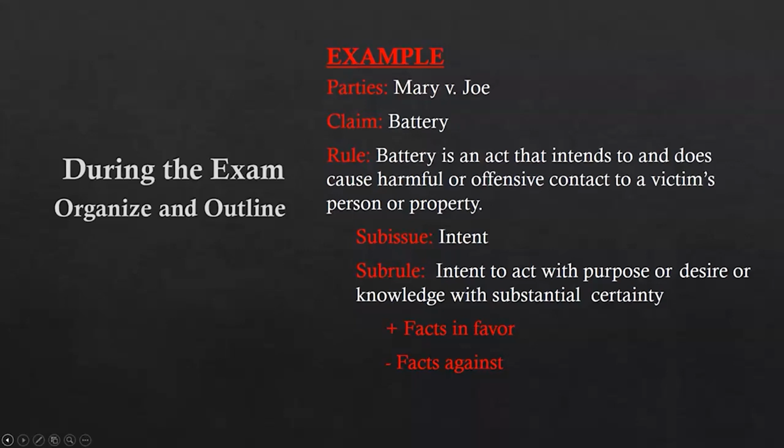And then we're going to look at each of the elements, and those are going to be the sub-issues that require the sub-rules. So intent, right? Harmful and offensive. Contact, right? So these are all separate elements, but you are going to list those, remind yourself of the rule, and then write facts in favor and write facts against.